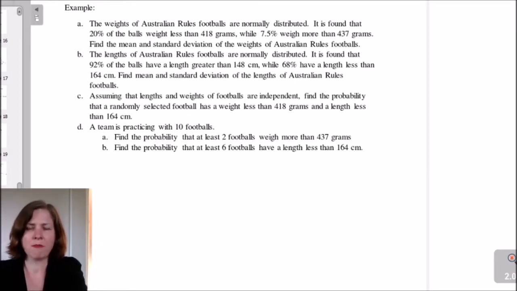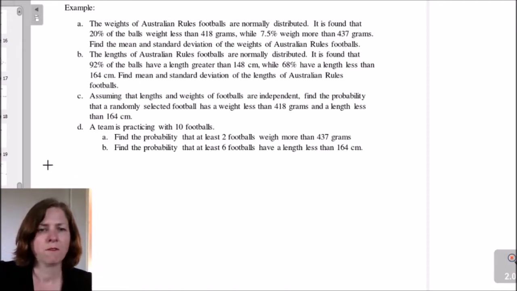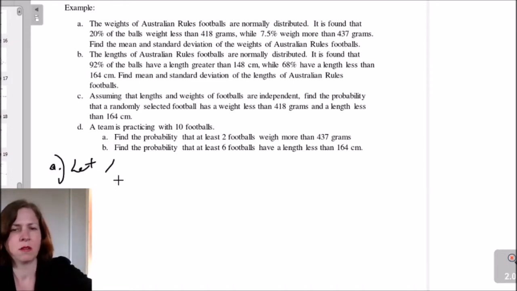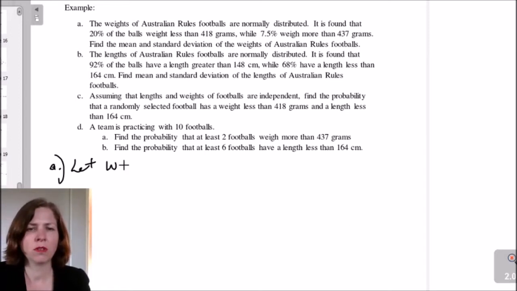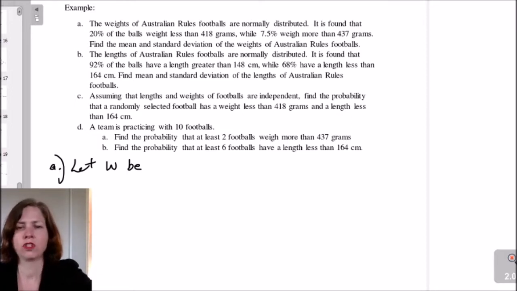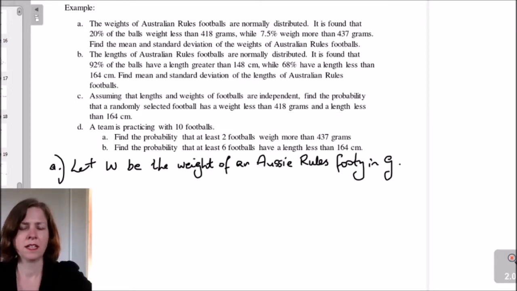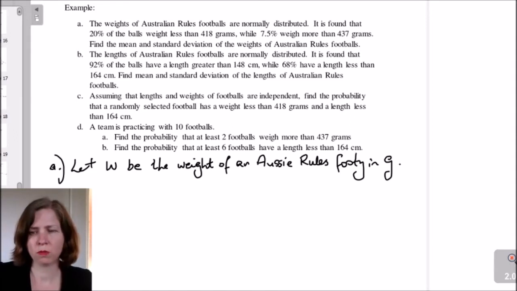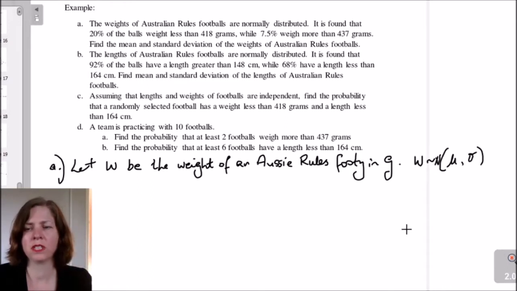Now, this is a multi-part question, so it's really important that I define my variables here. So, first of all, let's use W for weight. Let W be the weight of an Australian rules football in grams. So I know that W is normally distributed, but I don't know either the mean or the standard deviation.